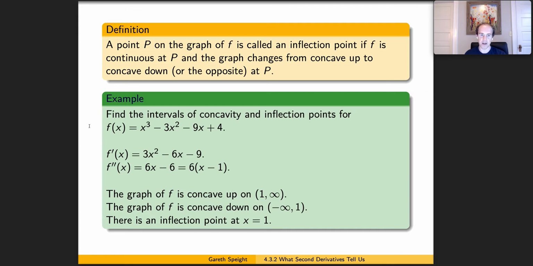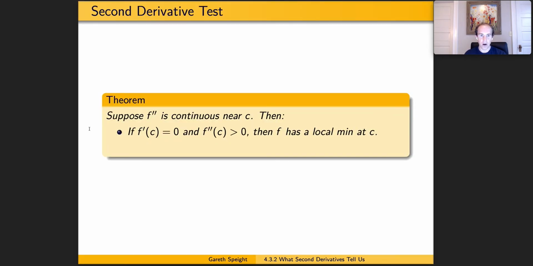So here are the things we just highlighted, we just introduced, right? Concave up, concave down, inflection points. If we're given a function, we can figure them out with second derivatives. Okay, so now let's look at another test for figuring out local max and local min.